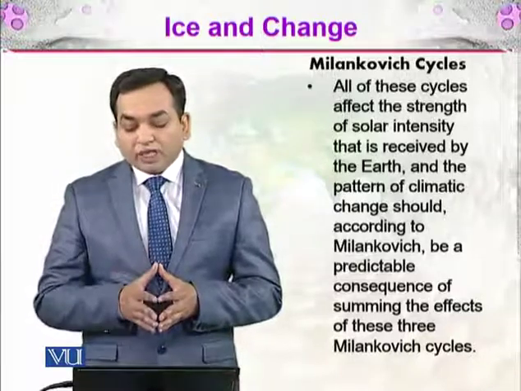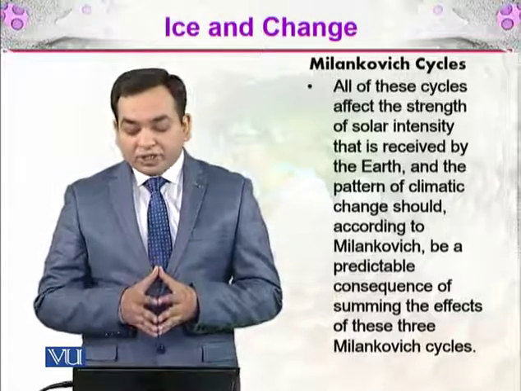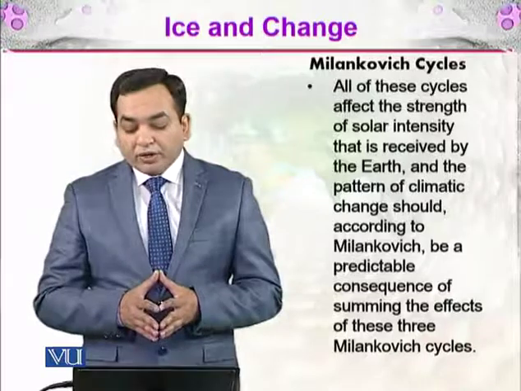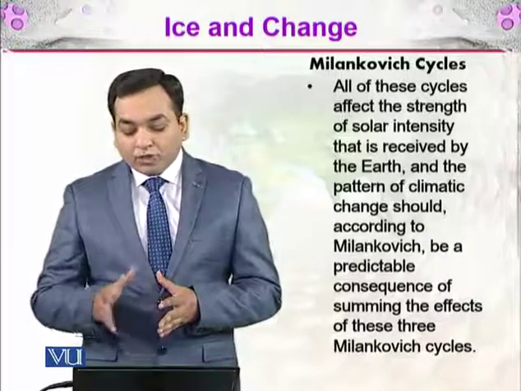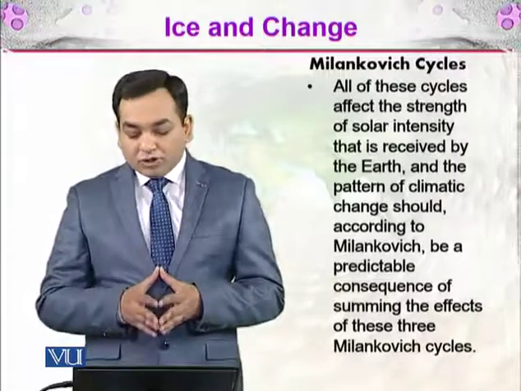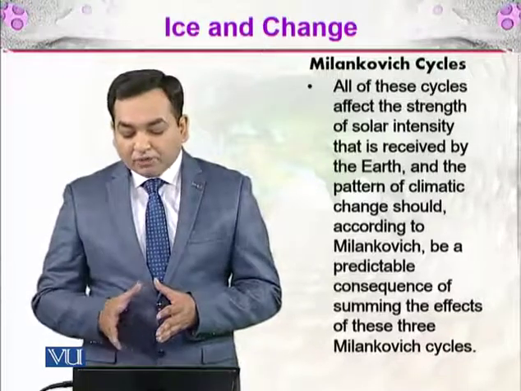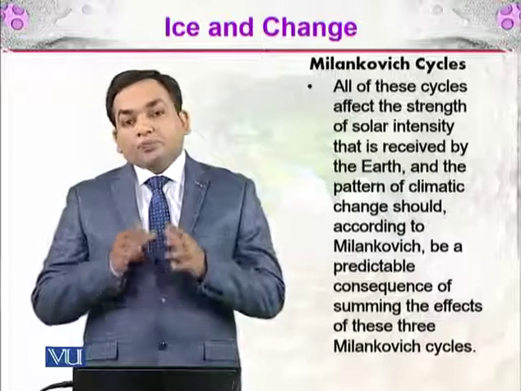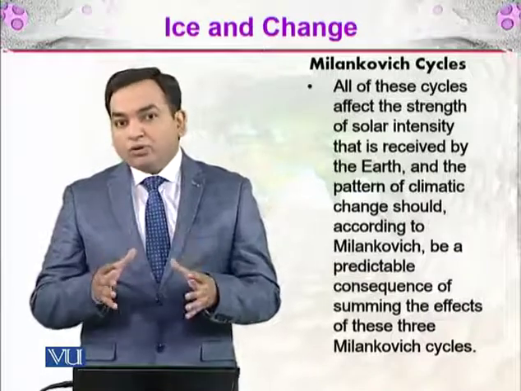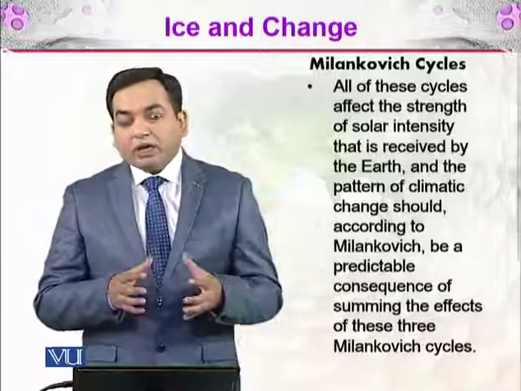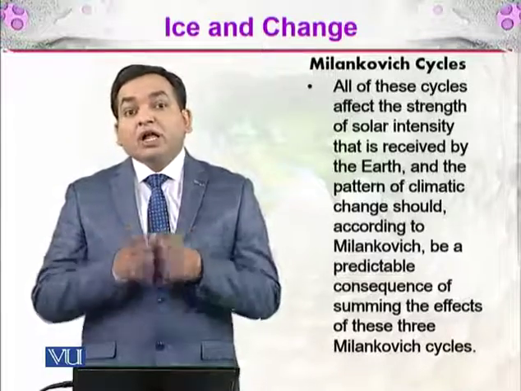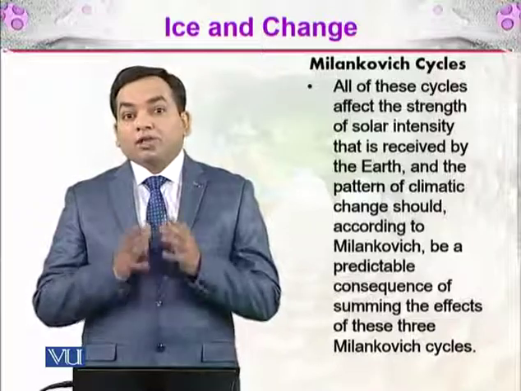All of these cycles affect the strength of solar intensity received by Earth, and the pattern of climate change should, according to Milankovitch, be a predictable consequence of summing the effect of these Milankovitch cycles. Combine all three effects and see how much energy the Earth is getting in different areas, and these variations cause climatic changes in periodical patterns.